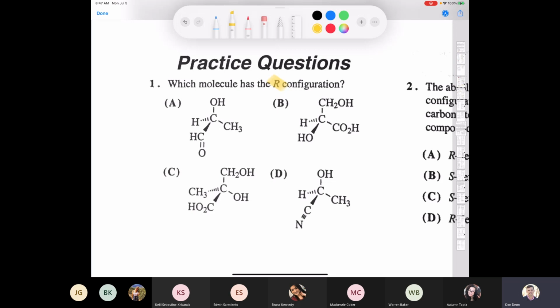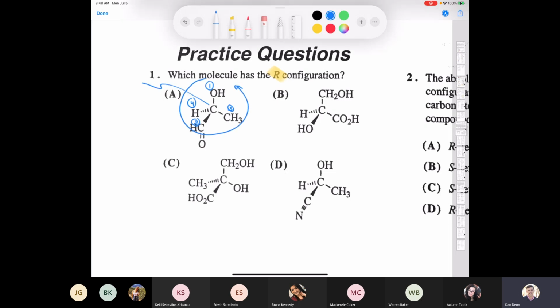Let's see if we can just solve the first one as a group. If we look at A, the highest priority group is just the oxygen. The lowest priority group is going to be the hydrogen. It's in the back, so that makes it easy. Then we have two carbons. The carbon that's attached to an oxygen is going to be higher priority than the methyl group. So this is going to be number 2, and this would be number 3. So we go from 1 to 2 to 3. We're going counterclockwise, and therefore this one is S. So it's not that one.